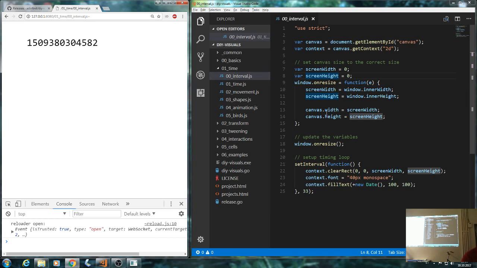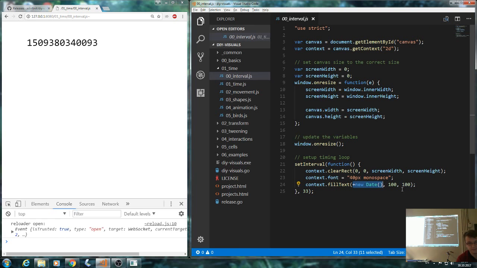So what we do here now is that instead of drawing the picture once, we are drawing it every 33 milliseconds. So we clear the screen and then draw the text, which is the current date. Why it's this weird thing, it's just the way you get the milliseconds in JavaScript, the current time.